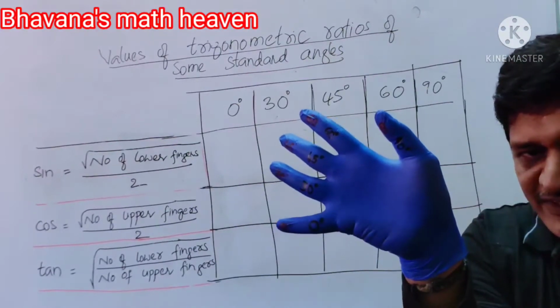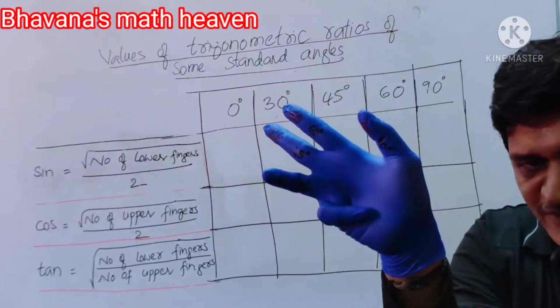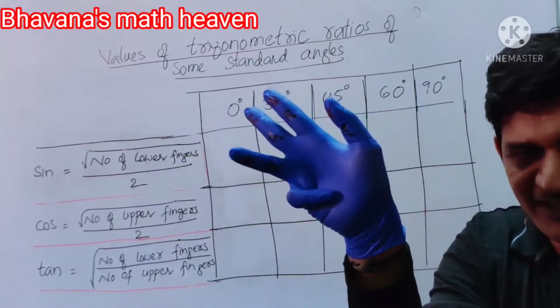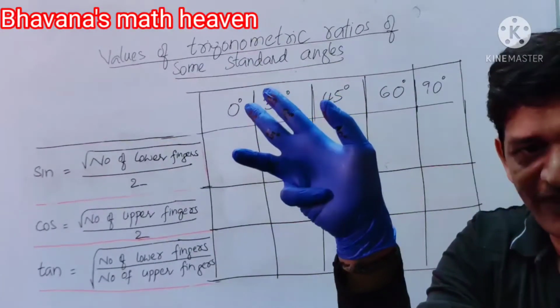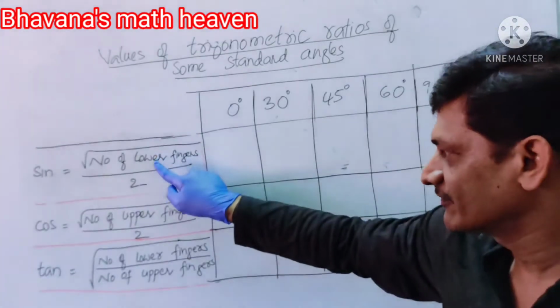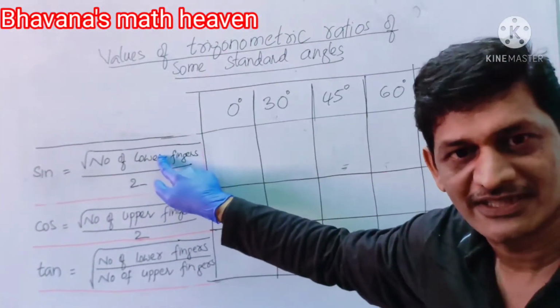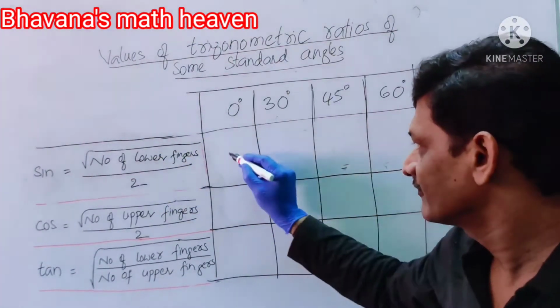Pick the little finger here, that is the 0 degrees finger, and now fold this 0 degrees finger. How many fingers are there at the bottom of this little finger? No fingers are there, isn't it? So 0 fingers are there. Now substitute 0 in this formula. So root of 0 by 2, root of 0 is 0, 0 by anything is 0.